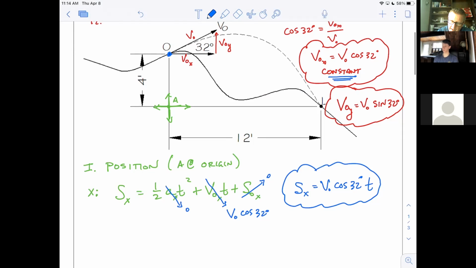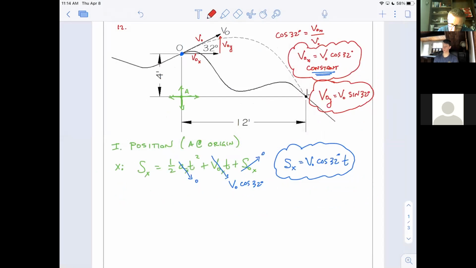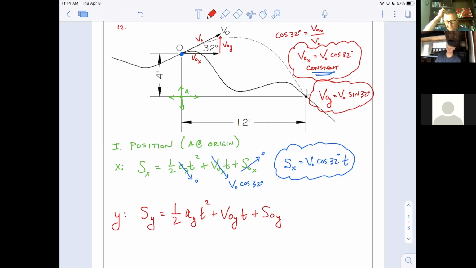So now let's do this again, except for Y. The position in Y, since they act independently, would be the acceleration in Y times time squared, plus V0 in the Y direction times time, plus the initial position in Y. What do I know about that? Based on where I chose the origin, does it make sense that your initial position in Y is 4? Had I chosen the origin up at O, then that would also be 0. Maybe that's an argument to change it, but I'm not going to change it now.